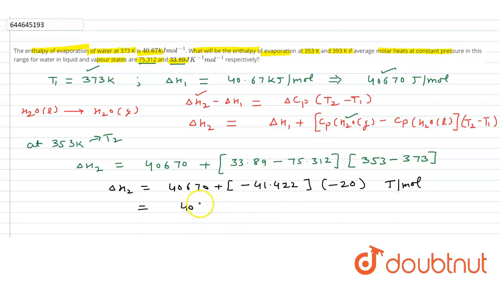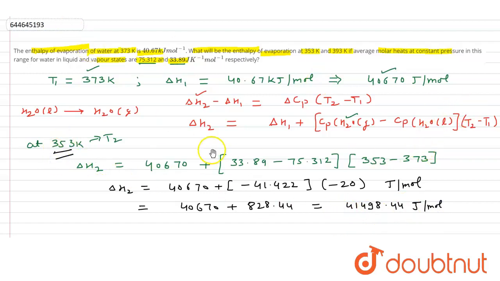So 40670, and this becomes plus, when you multiply by 20, 828.44. For clarification, I will add 40670 plus 828.44, and this value comes out to be 41498.44 joule per mole. So this is the enthalpy of evaporation at this temperature, right?